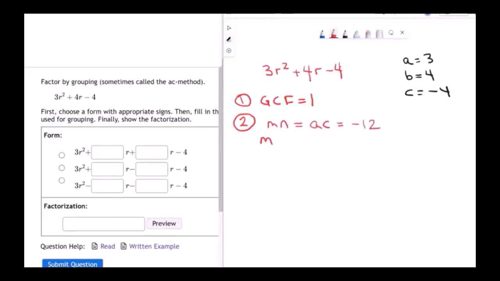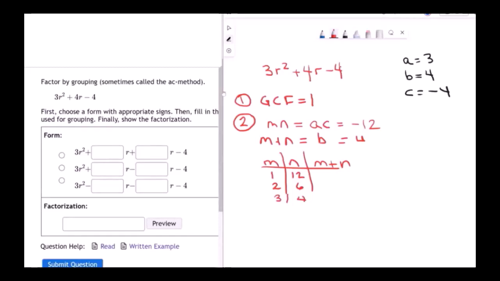Same, M plus N equals B, and B equals 4. I haven't changed anything yet, have I? I do my table, M, N, M plus N. 1 and 12. 2 and 6. 3 and 4. The next one will be 4 times 3. I already have 3 times 4. I'm good.